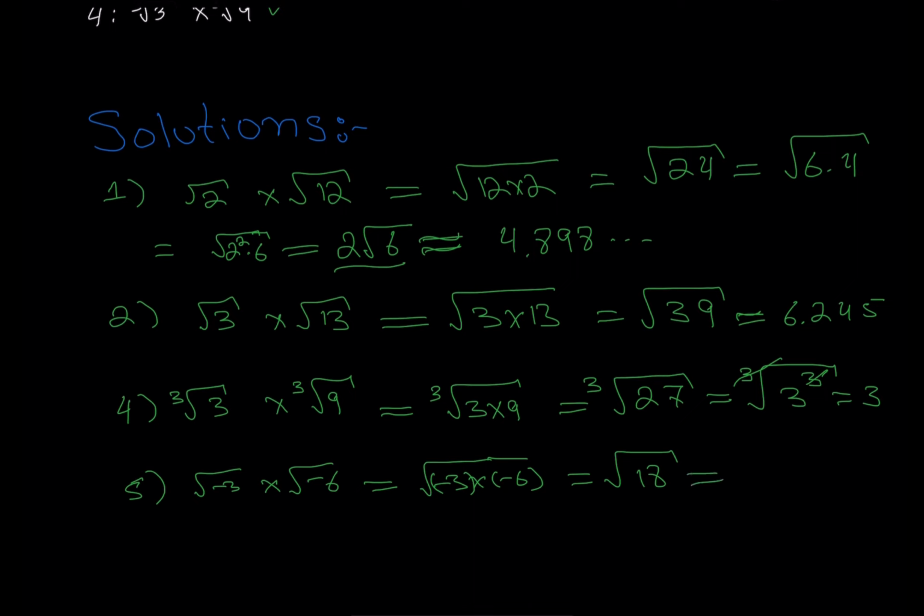Let's see if we can further simplify that. 18 consists of 9 times 2, and we can write 9 as 3 squared. Let's do that right here. The square root of 3 squared times 2. So we can pull this number out, because 3 squared, if you take it out of the square root, will become 3, and the inside will become only the square root of 2. So 3 times the square root of 2 will be our final answer for that.